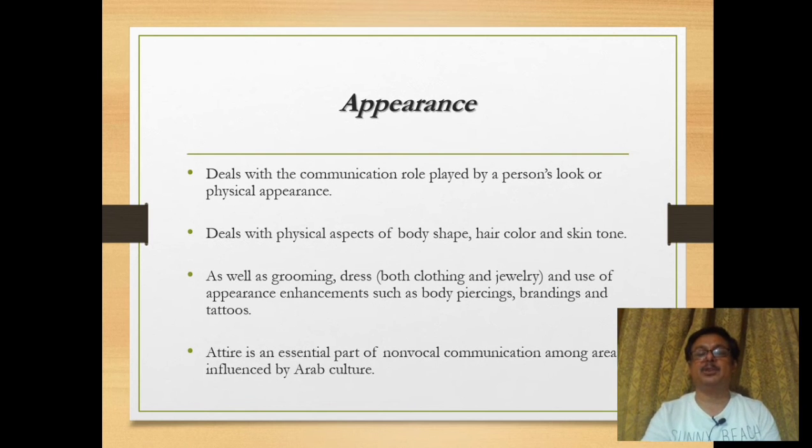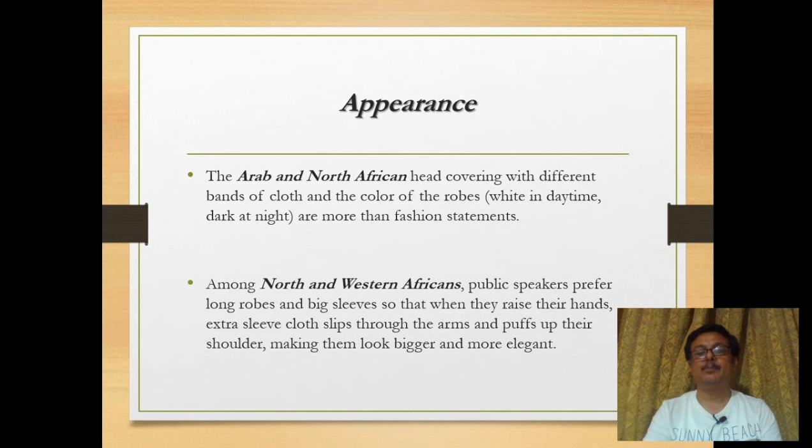The other thing is appearance. It deals with the communication role played by a person's look or physical appearance, and it deals with physical aspects of body shape, hair color, and skin tone, as well as grooming, dress, both clothing and jewelry, and use of appearance enhancements such as body piercings, brandings, and tattoos. Attire is an essential part of non-verbal communication among areas influenced by Arab culture. The Arab and North African head covering with different bands of cloth and the color of the robes, white at daytime, dark at night, are more than fashion statements.